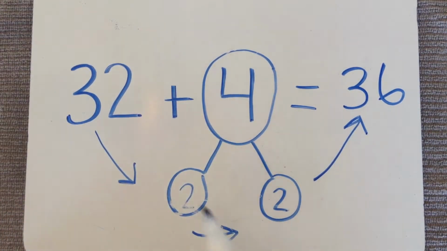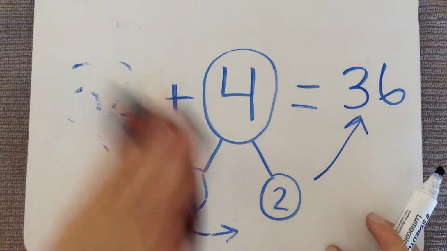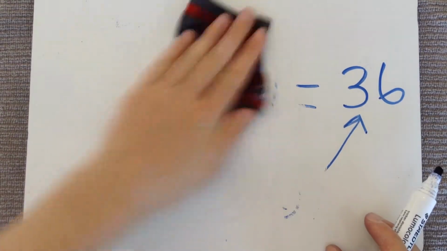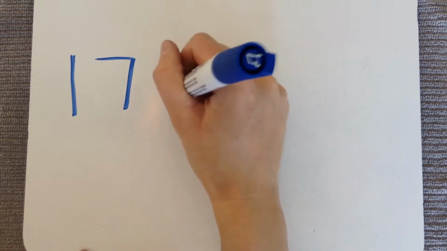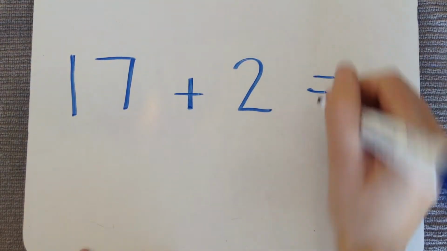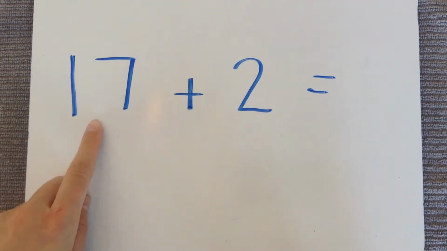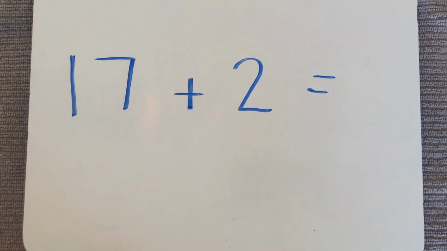Of course, so far we've been working with even numbers. What happens if you don't have an even number? Can you still count by twos? What if your question looked like this? 17 plus 2. 17 is not an even number. Can you still count by twos? The answer is yes, you can.